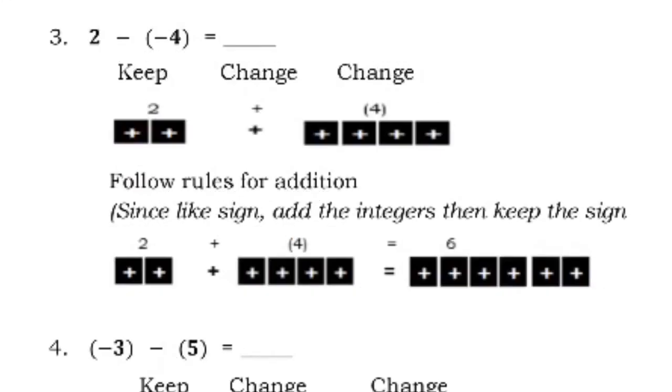Then number 3 is 2 minus negative 4. So you're going to keep 2 positive tiles. Then you're going to change the minus sign to positive sign. So 2 tiles plus. Then you're going to change the second integer. So negative 4. You are going to change this one to positive 4. So you have there 4 positive tiles. So the answer here is 2 positive tiles plus 4 positive tiles equals 6 positive tiles. So the answer here is 6. 2 minus negative 4 equals 6.